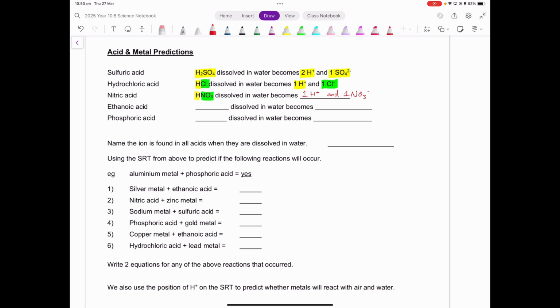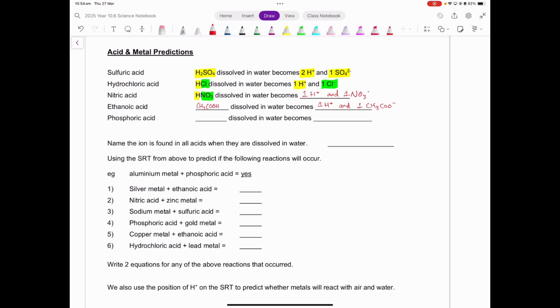When we move down, ethanoic acid. Ethanoic acid is CH3COOH, and when dissolved in water, it becomes 1 H plus, 1 hydrogen ion, and 1 ethanoate, so CH3COO minus ion.